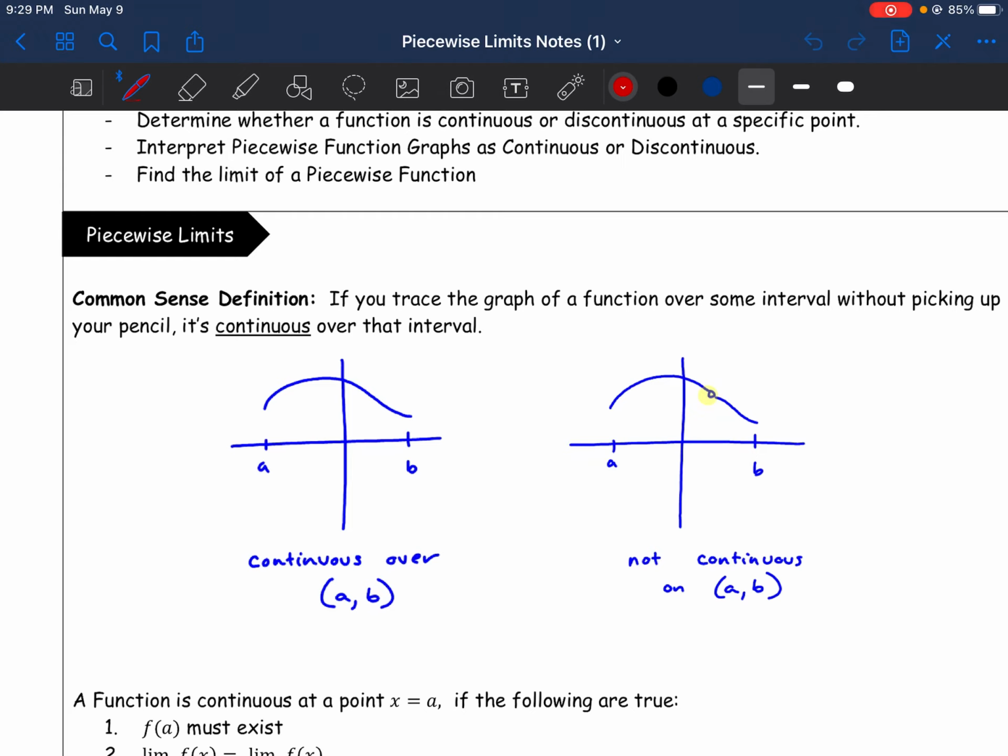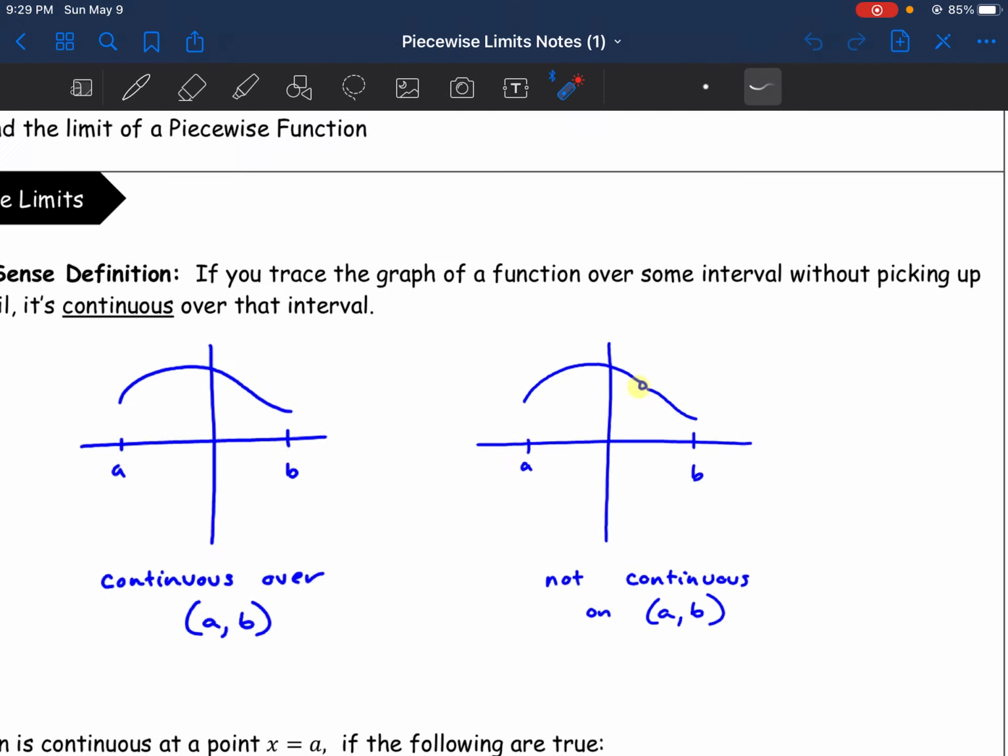going to be continuity. So, the common sense definition of continuous is basically if you take a function and you trace the graph of the function over an interval without having to pick up your pencil, then we consider it continuous. So here's an example. Let's say our interval is from a to b. Here's our interval a to b. And if I were to trace the function from a to b, notice that I never lifted up my pencil, so to speak, my Apple Pencil in this case.